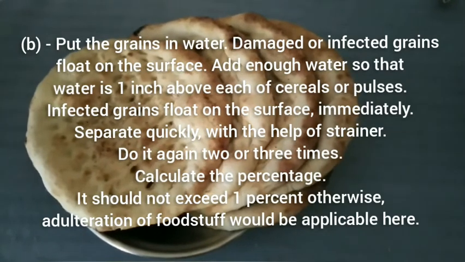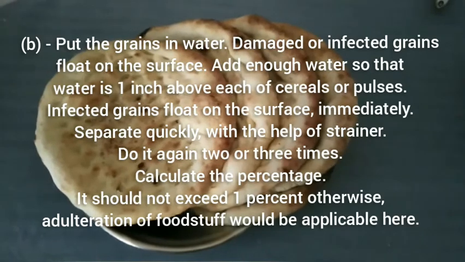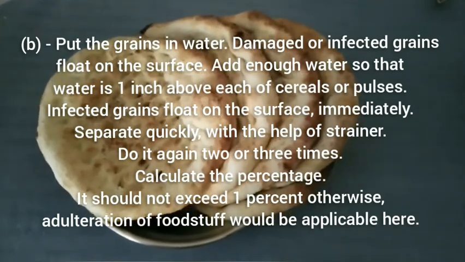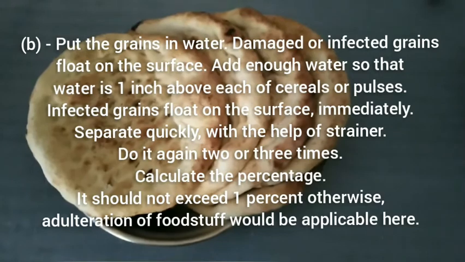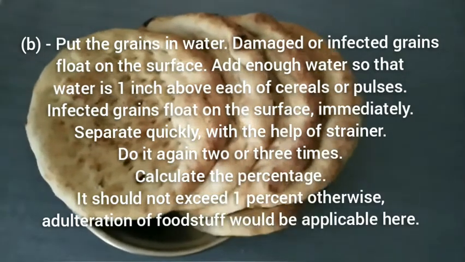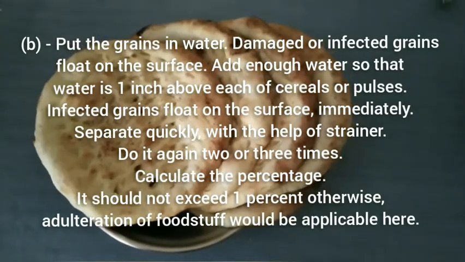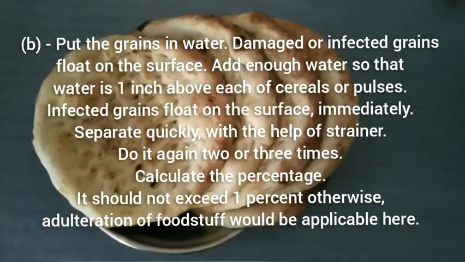Add enough water so that water is 1 inch above each of the cereals or pulses. Infected grains float on the surface immediately. Separate quickly with the help of a strainer. Do it again 2 or 3 times. Calculate the percentage. It should not exceed 1%, otherwise, adulteration of foodstuff would be applicable here.